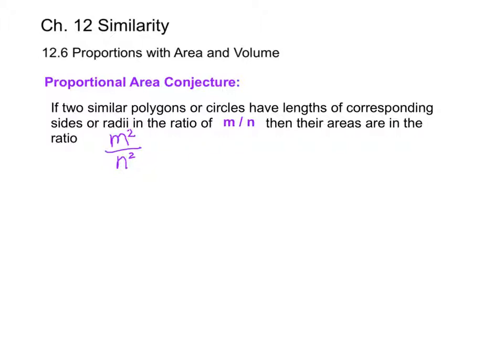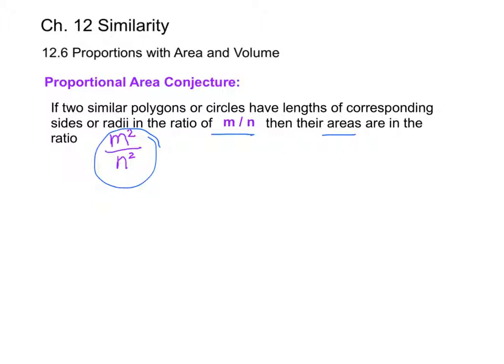So the proportional area conjecture says that if two similar polygons or circles have lengths of corresponding sides or radii in the ratio of m to n, then their areas are in the ratio m squared over n squared.